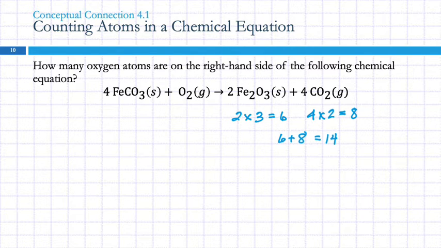How many oxygen atoms are on the other side? 14. Here, there are 4 of this one, and each has 3. So 4 times 3 is 12. We got 12 there. And this is just one O2 molecule, so that's 2, and that also equals 14. Any questions?